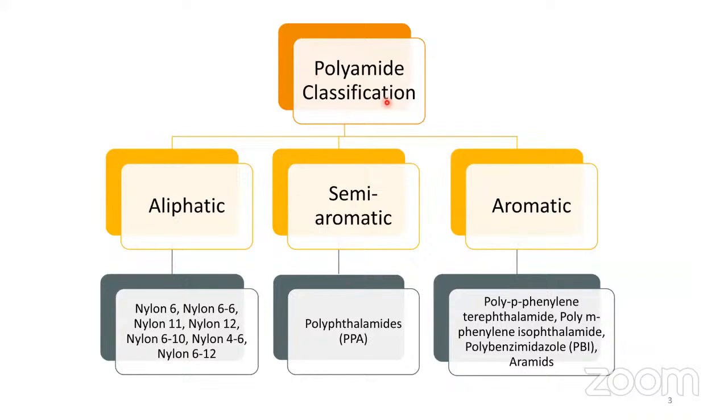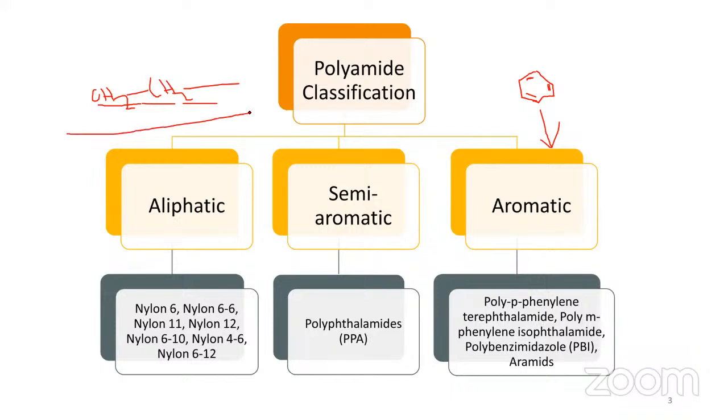Generally, polyamide is classified into three types: aliphatic, semi-aromatic, or aromatic. Do you all know what aromatic means? So aliphatic is just linear. Suppose you have CH2, CH2, they are in linear form. Aromatic means they have a cyclic structure, consisting of a benzene ring. When you have this benzene ring, that is known as aromatic. Is that clear?